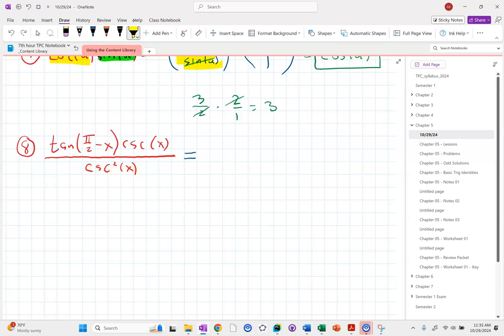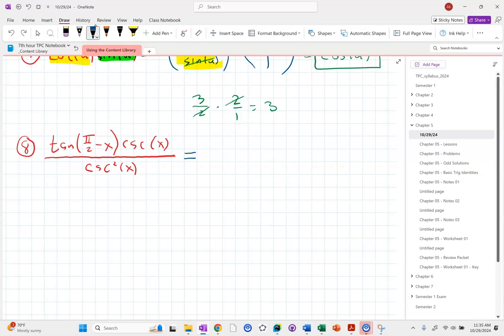Would it be Q1? To do, what are you going to do with Q1? You're going to replace the tangent of pi over 2 minus x with sine of pi over 2 minus x over cosine of pi over 2 minus x? I mean, you could do that. It would not be wrong to do that, but it's not helpful because, again, you're swapping one thing for two and nothing's going to cancel.